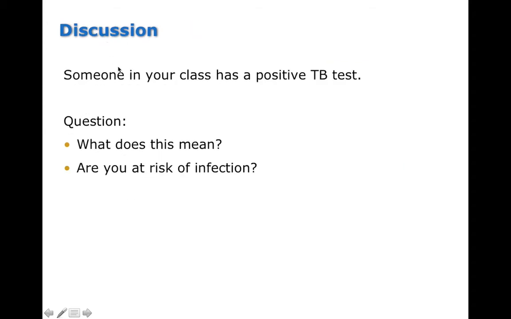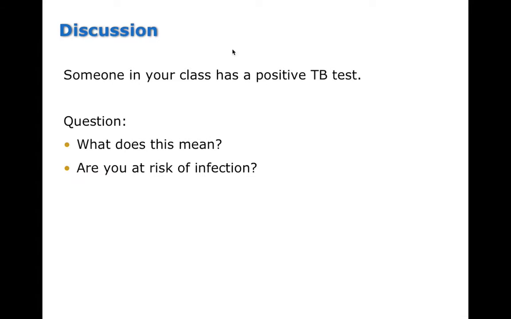Now, this discussion here says someone in your class has a positive TB test. What does this mean, and are you at risk for infection? Well, with a TB test, all you're essentially doing is injecting an individual with an epitope of TB. And so if you've been exposed to TB before, or if you have a latent infection, that means you're going to have an adaptive immune response to that epitope, and you're going to have a positive TB test.